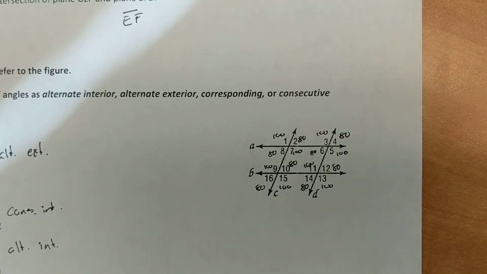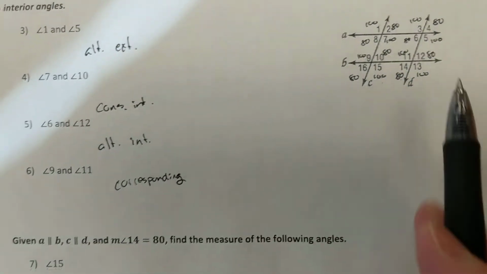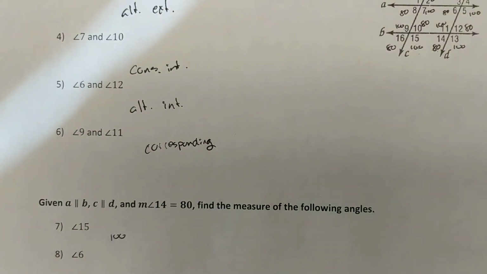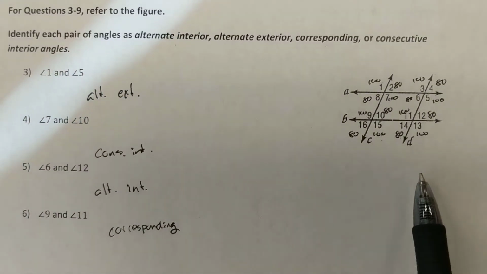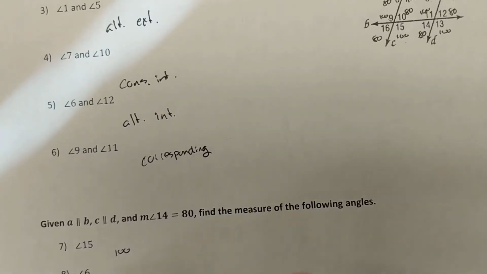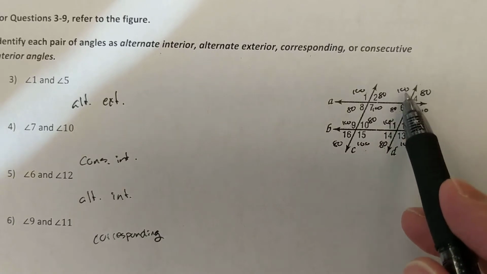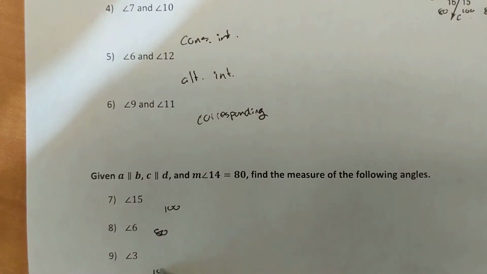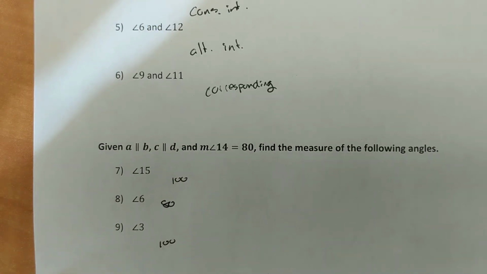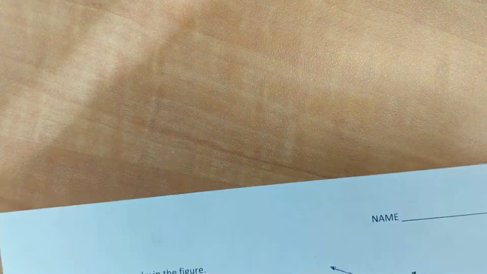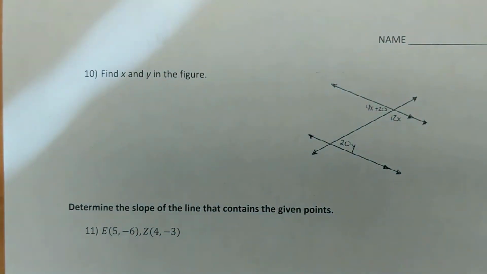So then I can just go down here. Number 7 was angle 15, so angle 15 is 100. Angle 6 is right there, 80. And angle 3 is right there, 100. All right, on the back side it says find x and y in the figure.